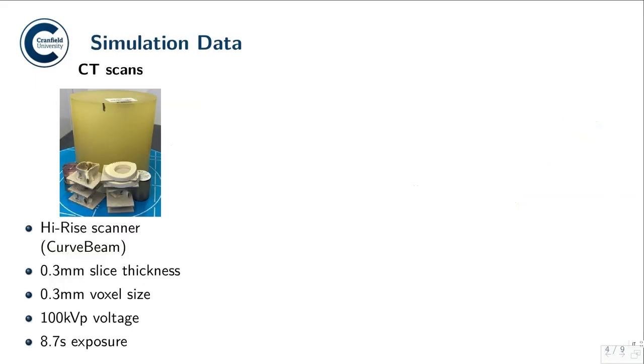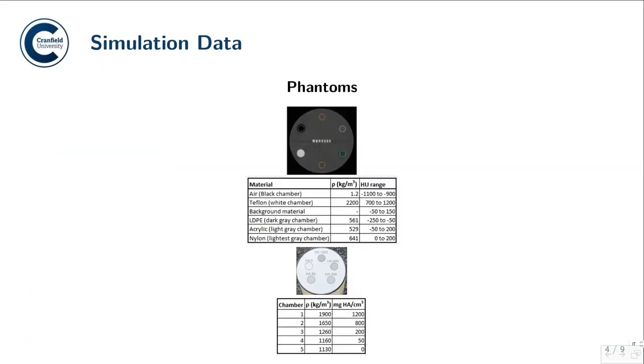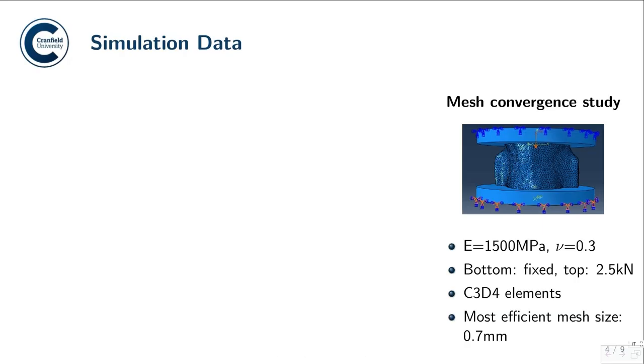And for the simulation part, we scanned these 5 sheep vertebrae in a standing CT scanner, and we also used two phantoms. They were checking the acquired image was fine, and we also made a mesh convergence study to make sure that the simulation mesh was not too fine or too coarse and was giving us the right results in the right amount of time.